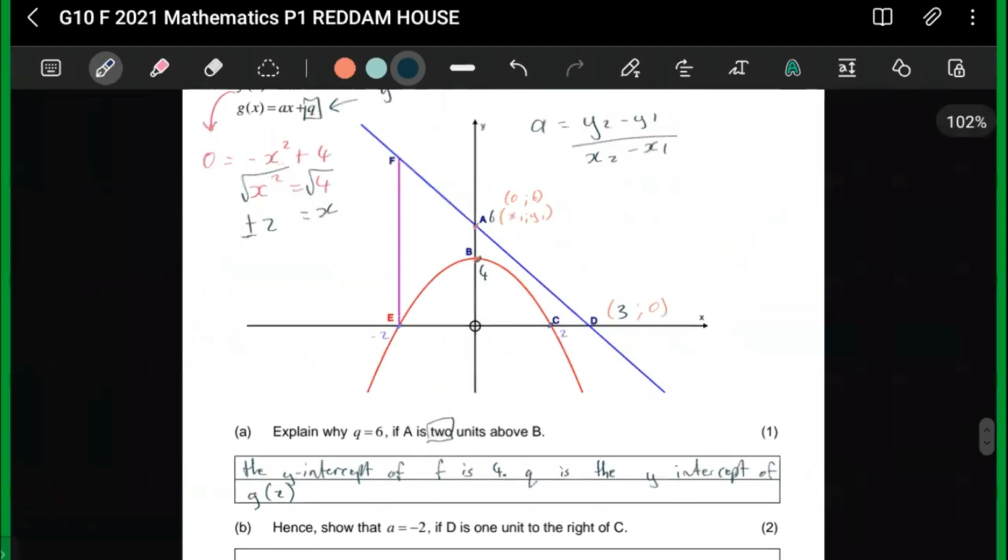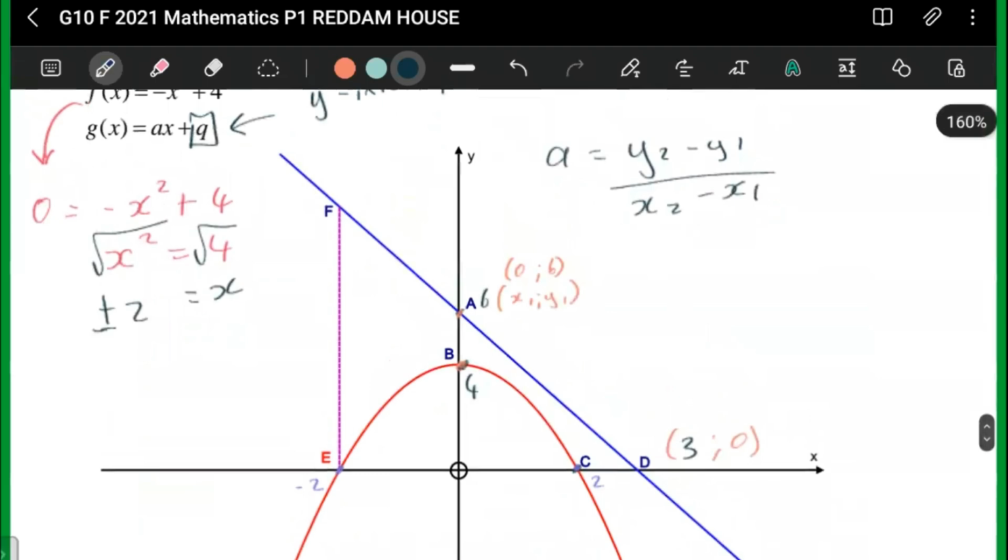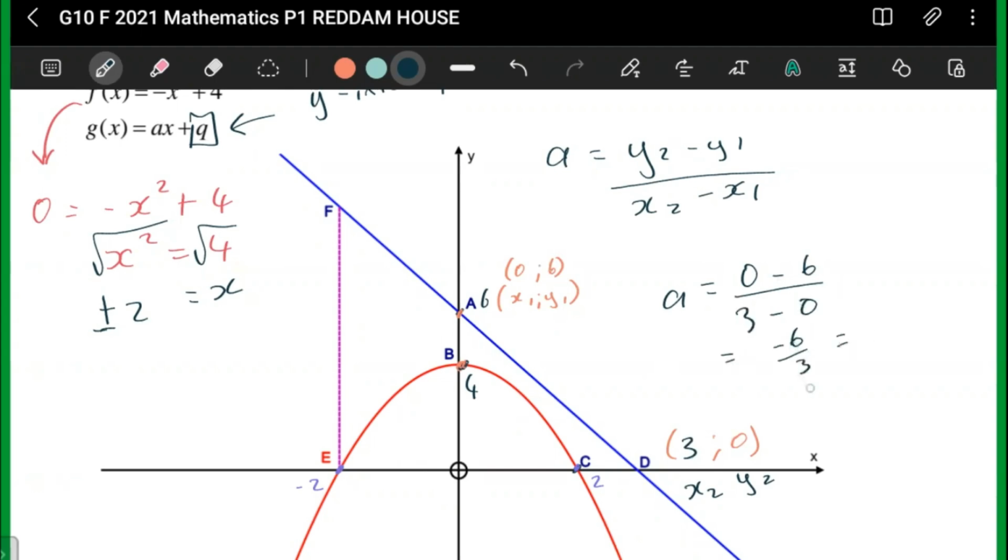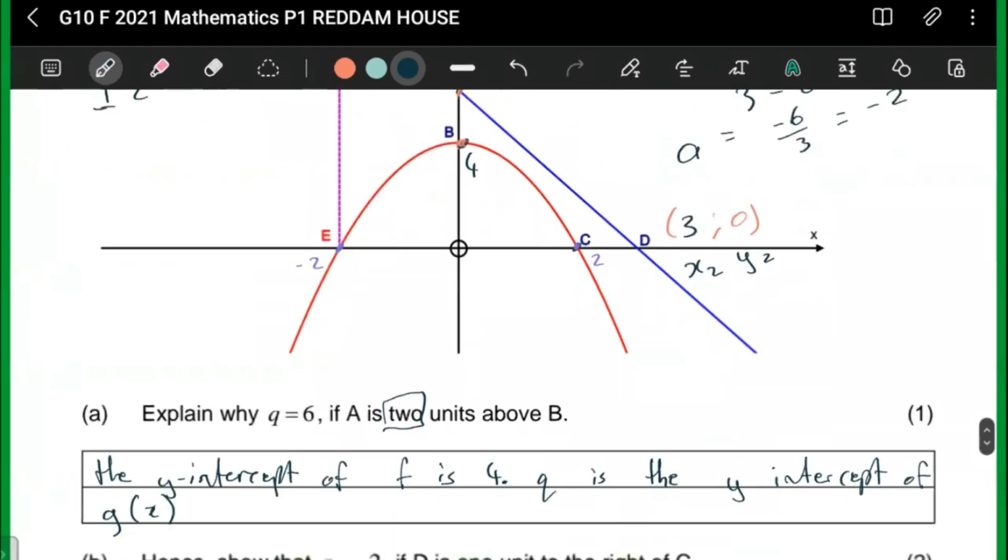So the moment you at least have the value of D now, it's easy to get your gradient, because your gradient is just going to be, you can say x2 and y2. So you can say 0 minus 6. And then here you can say 3 minus 0. Negative 6 over 3. That's a negative 6 divided by 3 is a negative 2. And there you go. You get your marks.